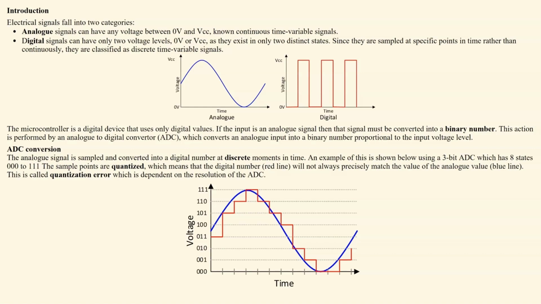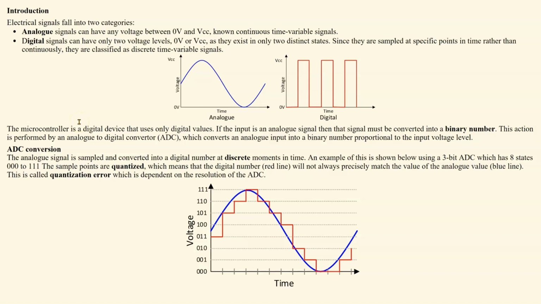There are two types of signals. The analog signal, which can have any voltage between 0 and VCC, is known as a continuous time variable signal because the signal is there continuously. Digital signals have only two voltage levels, 0 and VCC. When they are sampled by the ADC, they are sampled at a specific point in time, so they are not continuous. Instead, they are discrete time variable signals.